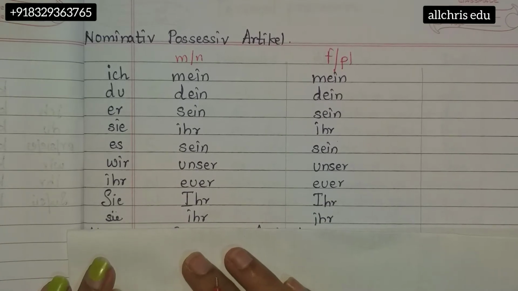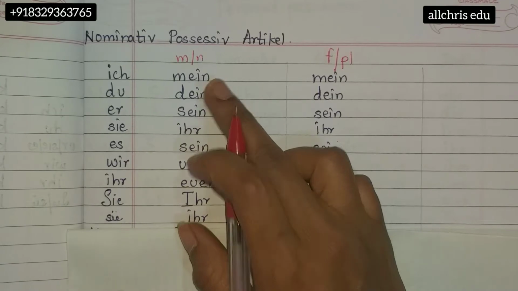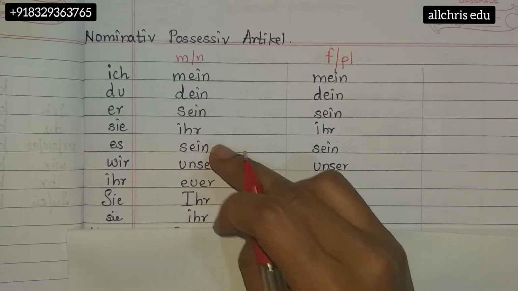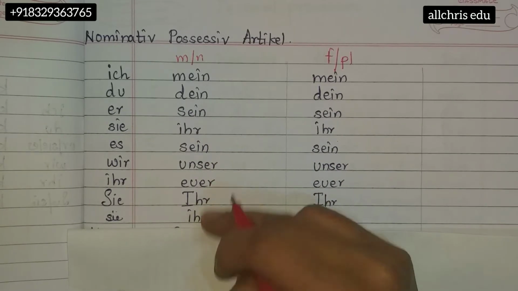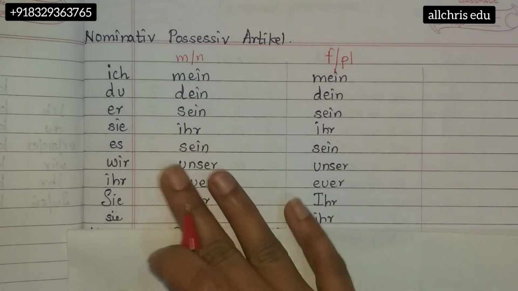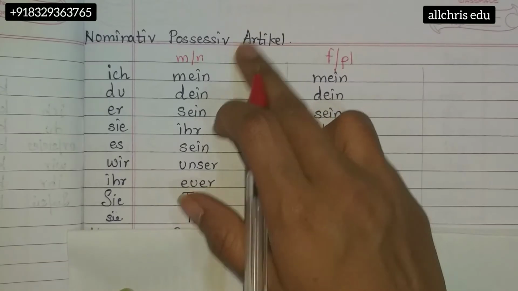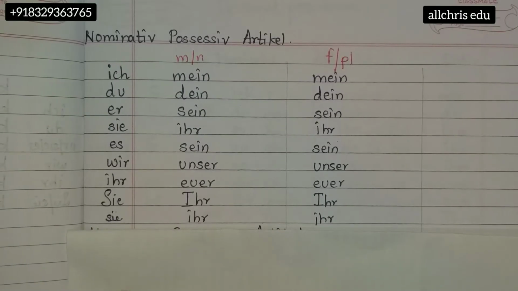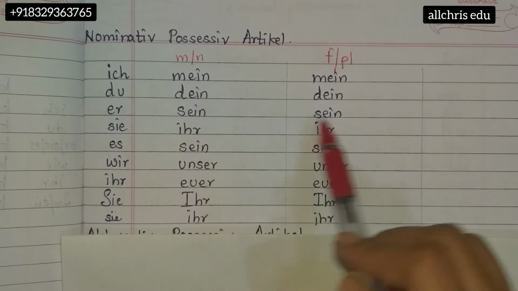Then we have already learned the root words: mein, dein, sein, ihr, sein, unser, euer, Ihr (big I), ihr (small i). These are called root words. The root word will remain the same in every chart of possessive article. Anywhere you go, for the accusative possessive article, nominative possessive article, dative possessive article, the root word will remain the same. If you see, everywhere it is the same.